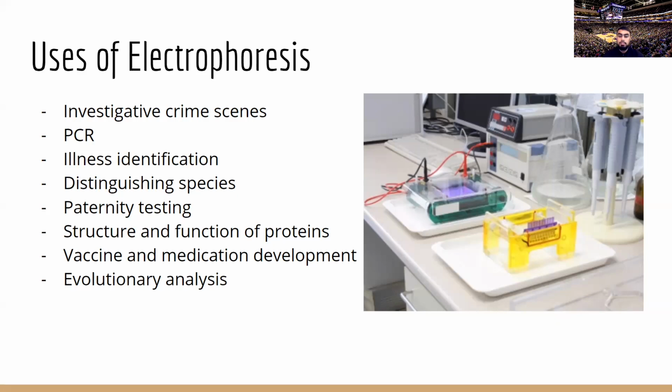When analyzing a specific illness, electrophoresis allows for analysis of proteins associated with that illness. In order to distinguish different species, DNA profiling is useful. Paternity testing using DNA fingerprinting is another use of electrophoresis. Electrophoresis is used to study structure and function of proteins.